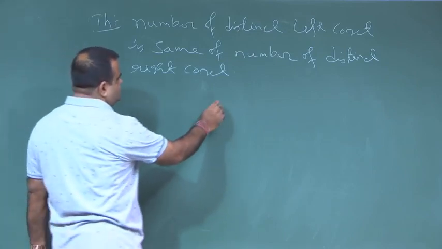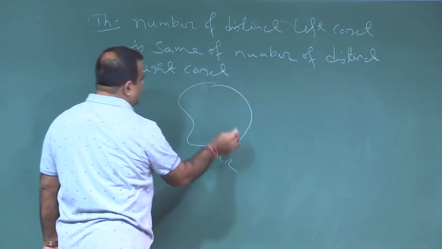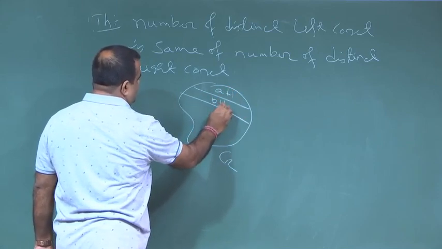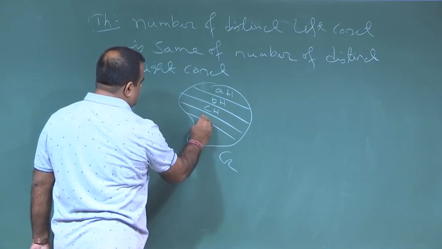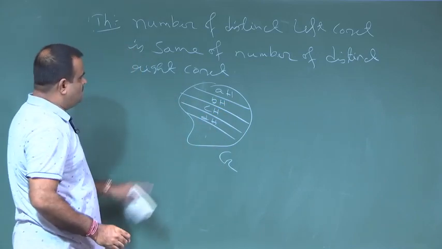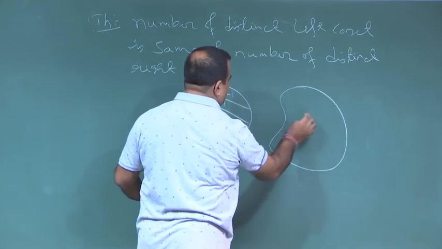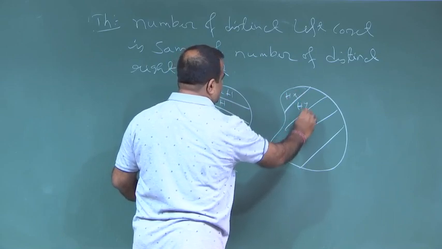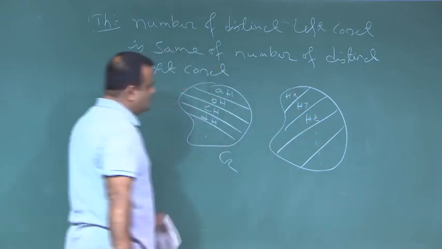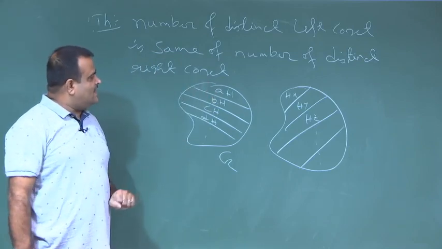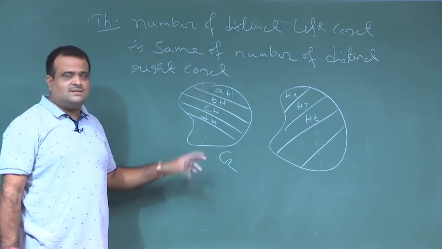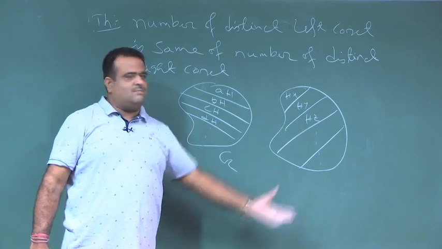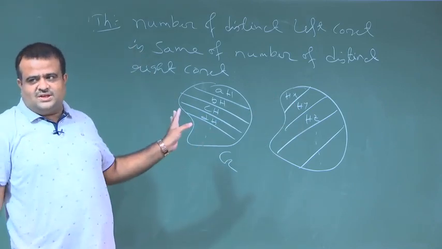Suppose G is here. We have the left cosets, say AH, BH, CH, DH like this, where A, B, C, D are coming from G, and in a similar way we can have the right cosets also, say HX, HY, HZ, something like that. Now, whatever number of left cosets we have, if we have n left cosets, then there must be n right cosets. That is what this theorem is telling.